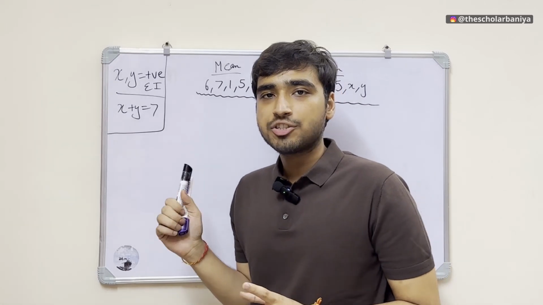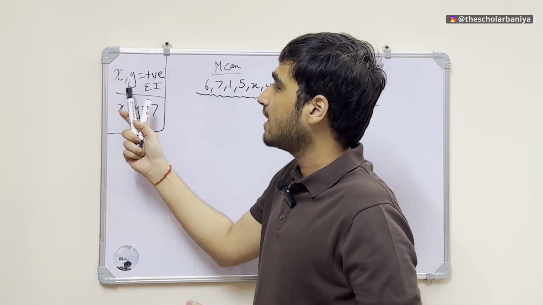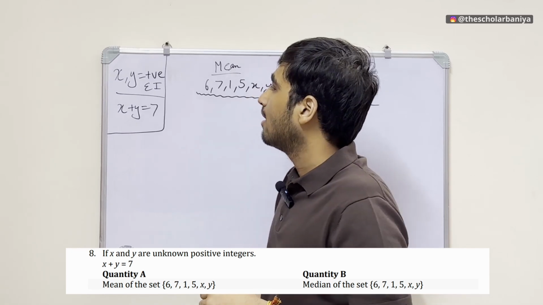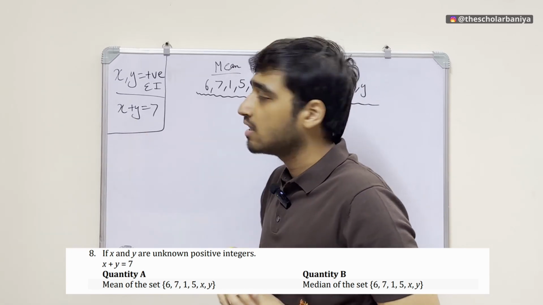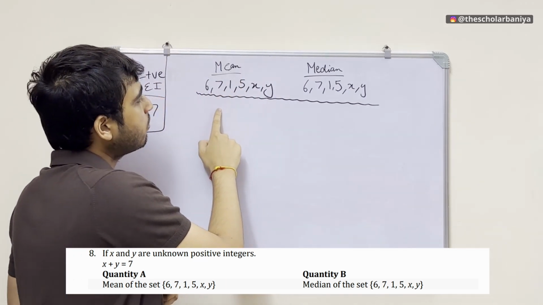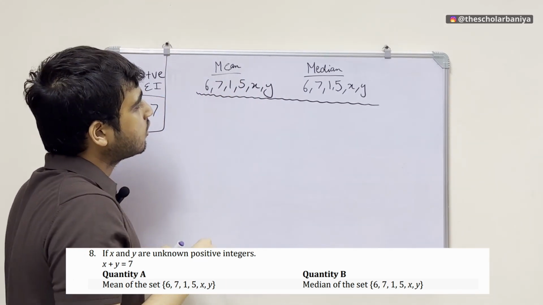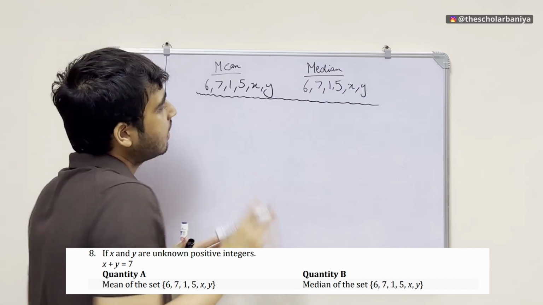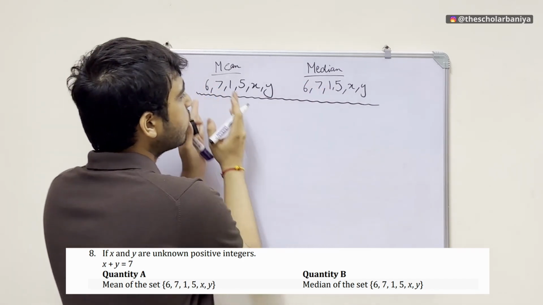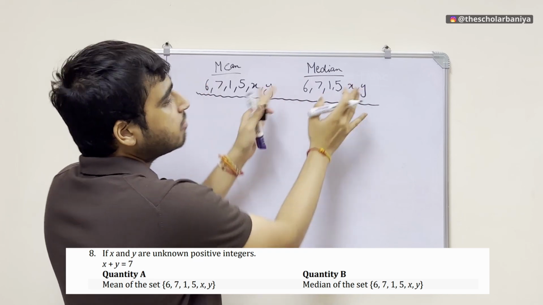So guys, this is the next question we have. In the question, it's given that x, y are some positive integers, right? And x plus y is given to be 7, okay? And we have to find the mean of 6, 7, 1, 5, x, y, and similarly the median, and we have to compare. We don't have to find the values, we have to compare the mean of this and the median of this, okay?